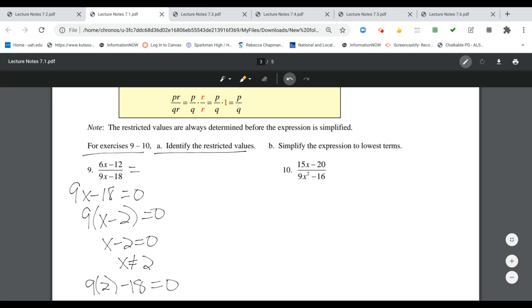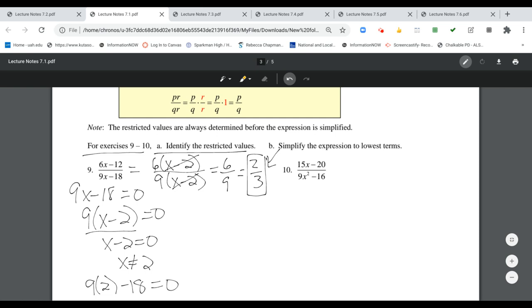So when I factor the numerator, if I factor the x, I get x minus 2. If I factor the 6 out, I get x minus 2. We already have the factors of the denominator. I can cancel the two common binomial factors, x minus 2. That gives me 6 over 9, which gives me 2/3. So this is the answer for part B when I simplify the expression to lowest terms.